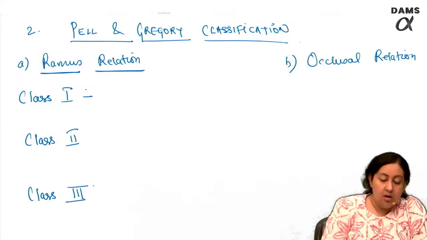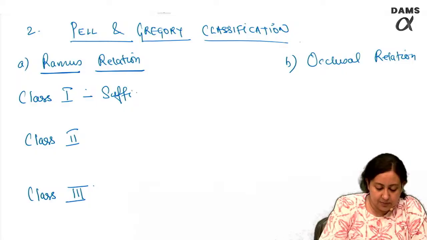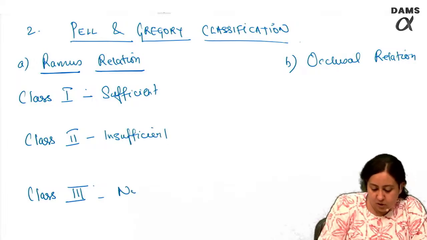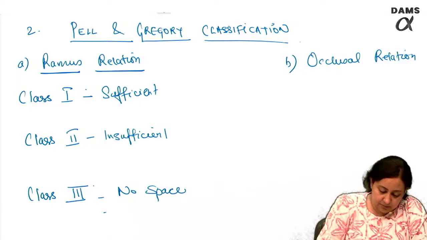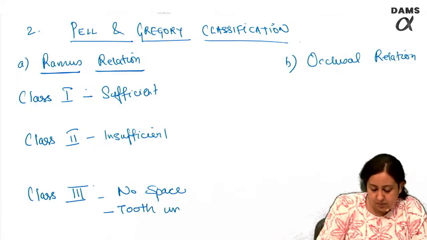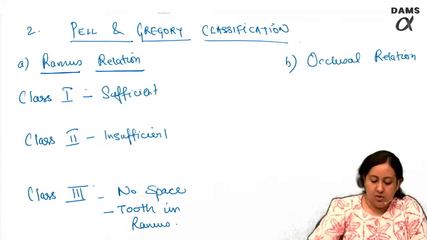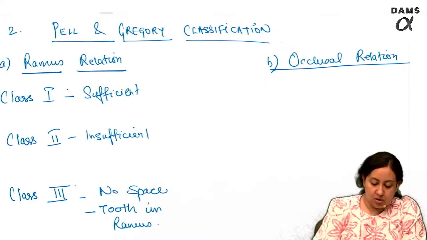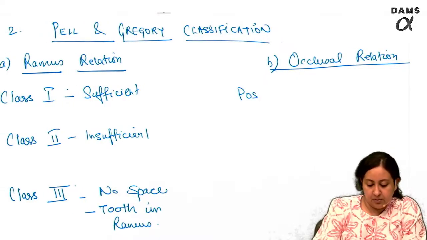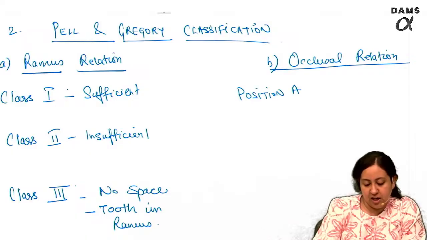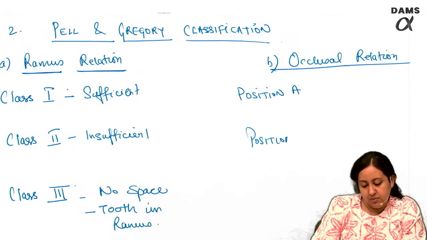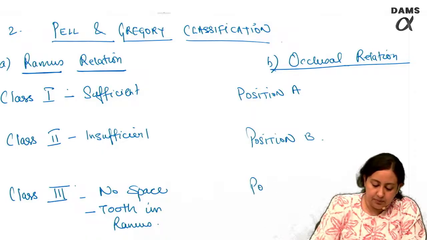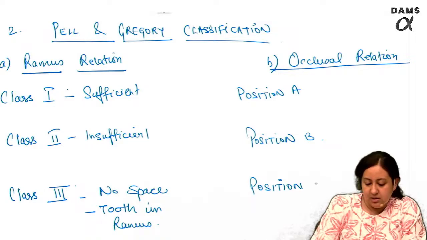All right. Class 1 was where there is sufficient space. Class 2 was insufficient space. Class 3 was no space or when the tooth is in the ramus. Second component of Pell and Gregory classification was occlusal relationship, and it comprised of position A, position B, and position C.